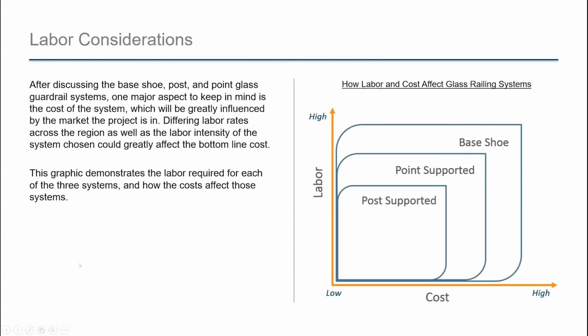So now that we've laid out the basic styles, it's important to consider labor when making decisions on which system you choose. Labor can account for 30 to 40% of a system's overall cost. For example, the amount of labor for a base shoe system can be 2 times that of a post or point supported system, which should be taken into account when budgets are established.